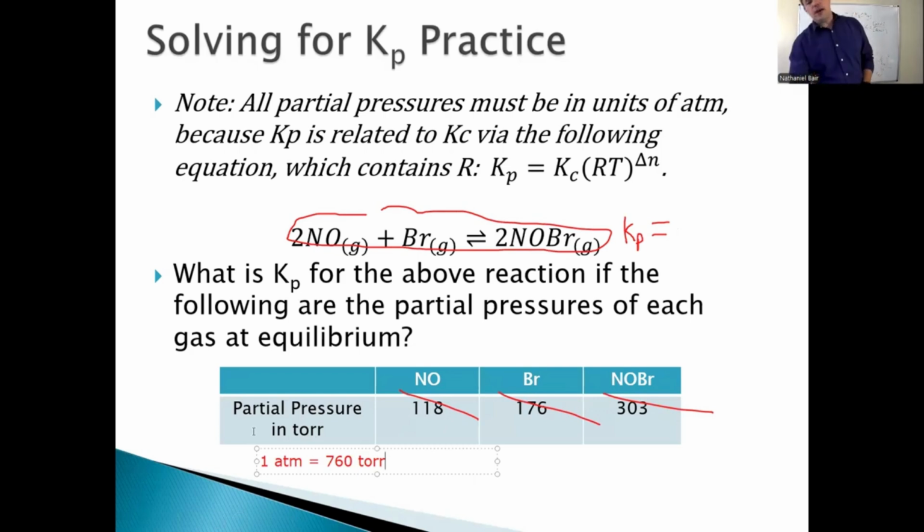Then once these are in atmospheres, I want you to plug them into the mass action expression and actually solve for Kp. Okay, so this is like our warm-up practice problem before we start getting into the heavier stuff. So mass action expression in terms of pressure, convert those partial pressures into atm, plug them in, get me a Kp value, please.